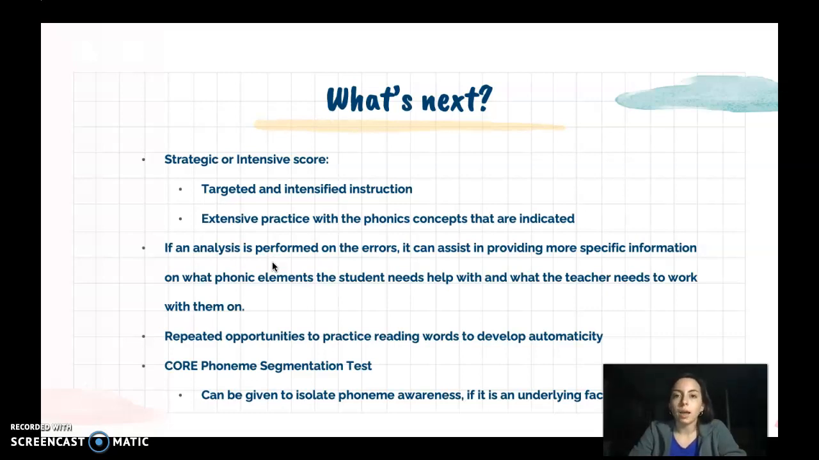And finally, the next step could be the Core Phoneme Segmentation test. And this can be given to isolate phoneme awareness if that is an underlying factor.